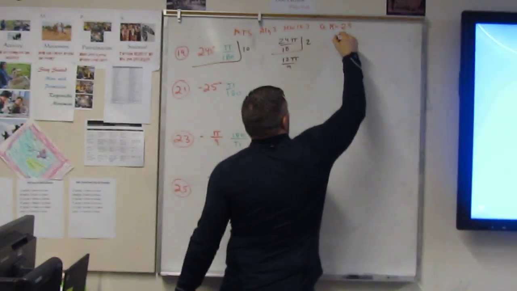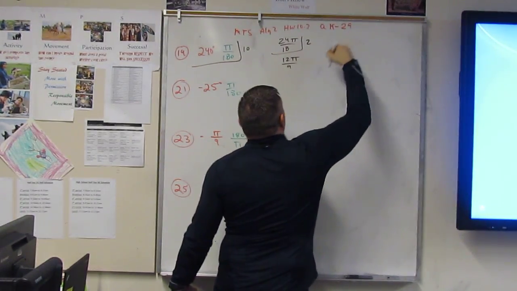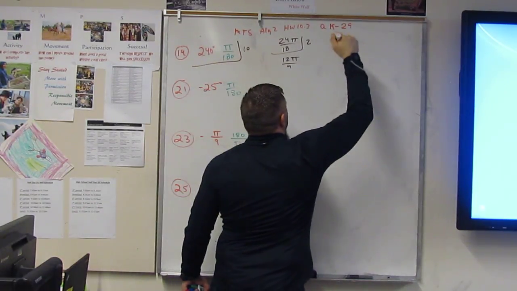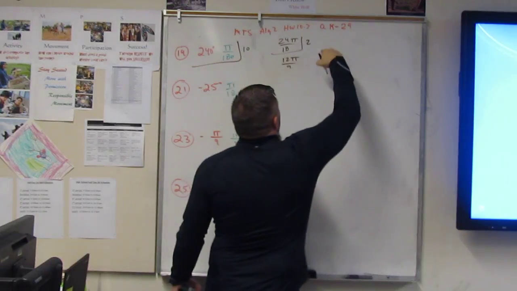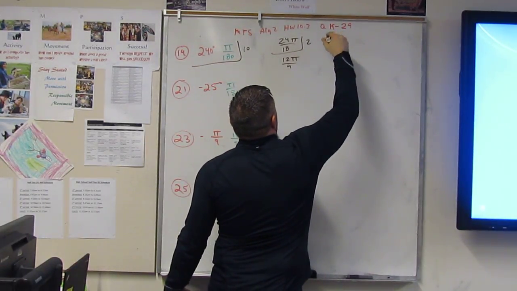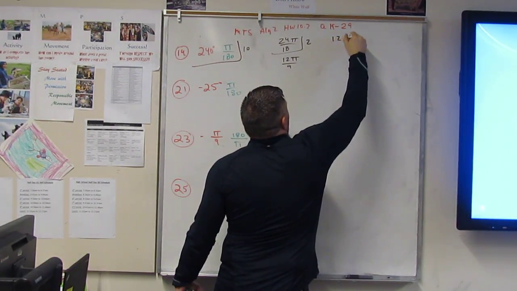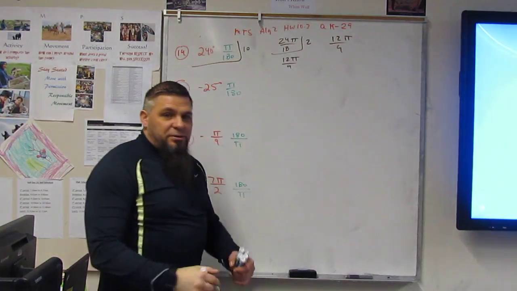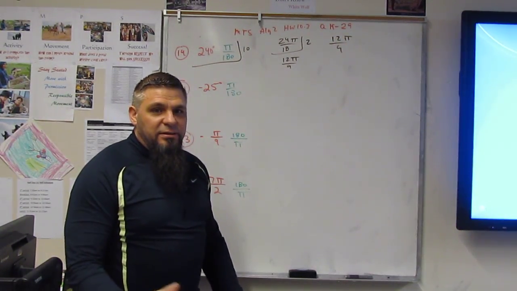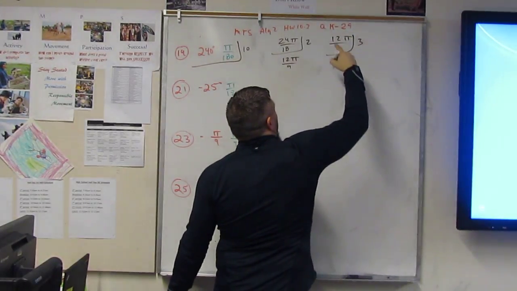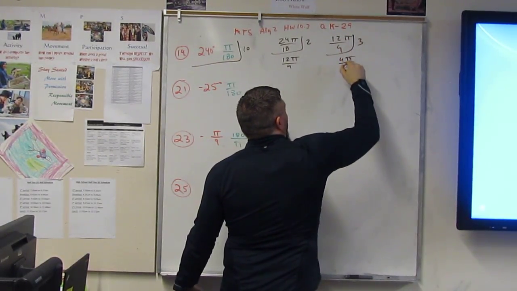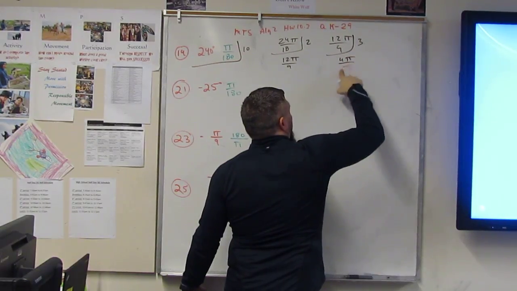Because I'm running out of space, I guess I could have gone down instead, that probably would have been the best thing. Oh well, I'm not the best guy in the world. So 12 pi over 9, and then what goes into 12 and 9? 3. So again, 3, and I get 4 pi over 3.